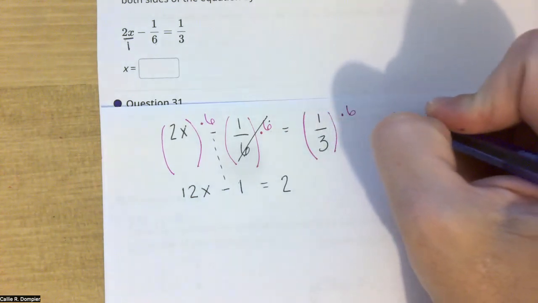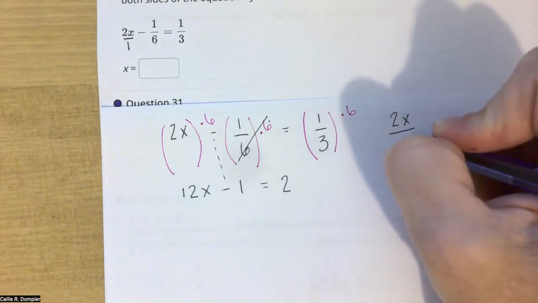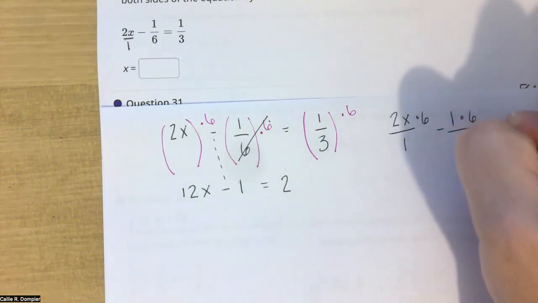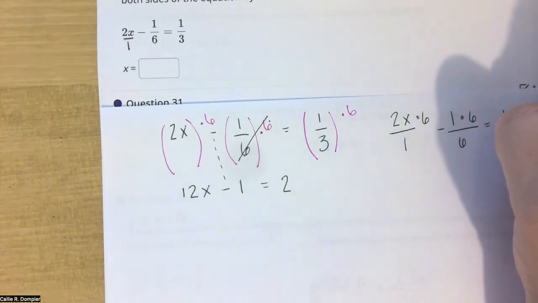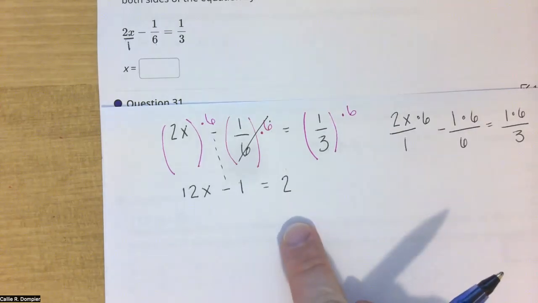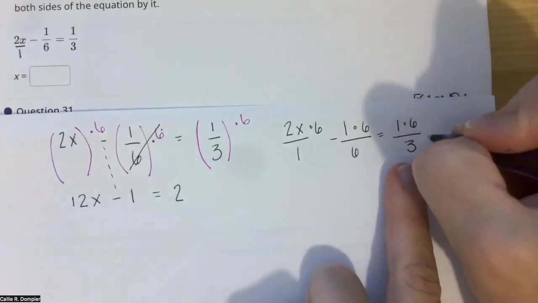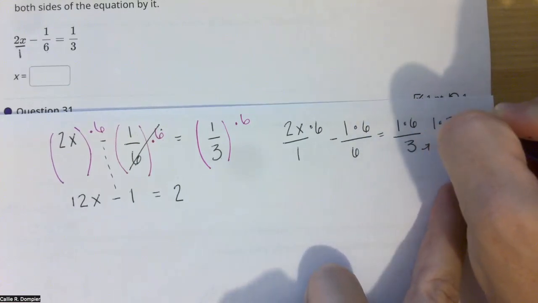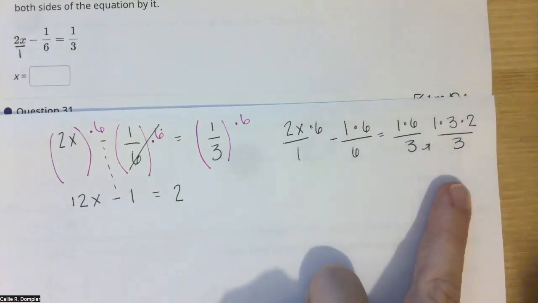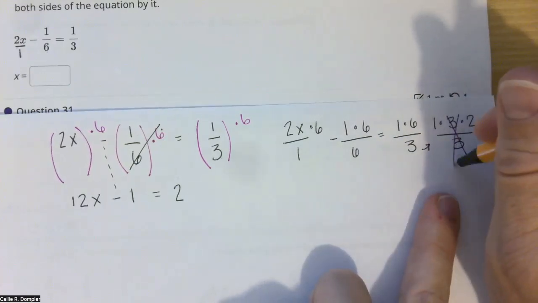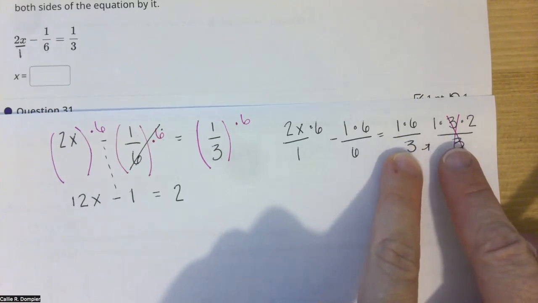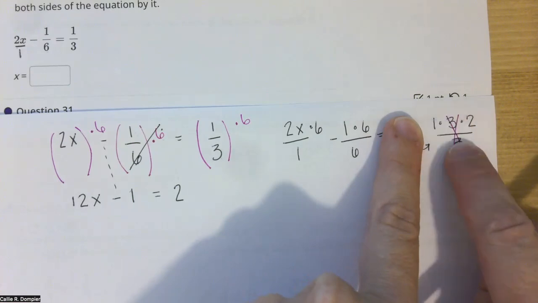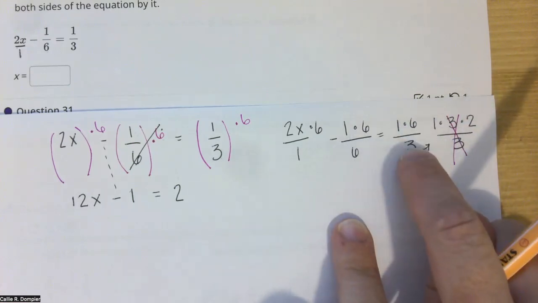Because it's kind of like saying 2x over 1 times 6 minus 1 times 6 over 6 equals 1 times 6 over 3. But how did that turn into 2? Because 1 times 6 is also 1 times 3 times 2 over 3. Cancel out the 3's, right? 1 times 6 over 3 is 1 times 3 times 2 divided by 3, or 1 times 2 times 3. Or it's just 6 divided by 3 is 2.